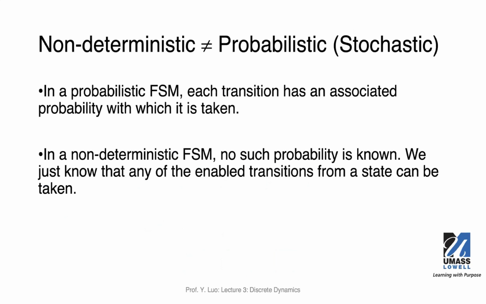One more thing about non-deterministic, it's different from probabilistic or stochastic. In a probabilistic finite state machine, the transition has an associated probability with which it's taken. So 50% chance you go to state 1 and 50% chance you go to state 2. That's for the probabilistic finite state machine. For a non-deterministic finite state machine, no such probability is known. So it's very random.